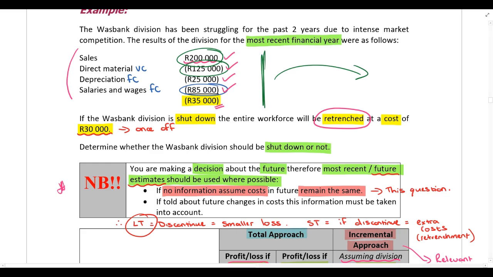But if you are told about any changes in costs or any changes also in revenues, not just costs, but also revenues, then the information must be taken into account in your calculation. So that deals with the discontinuation decision.